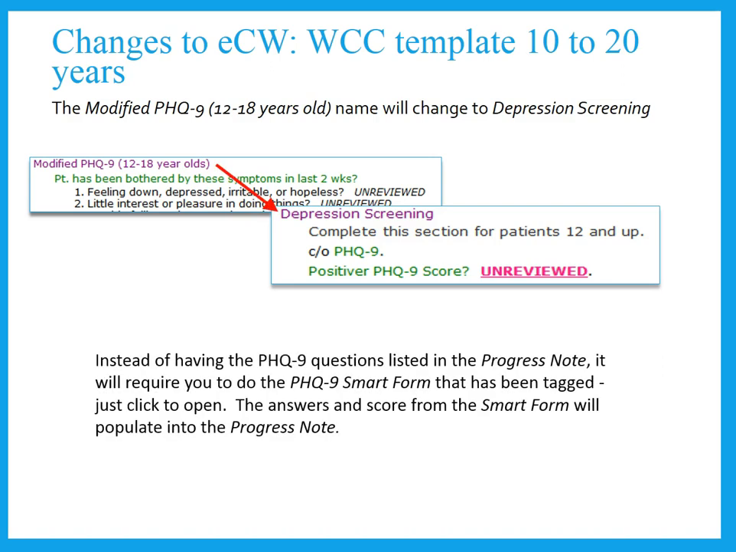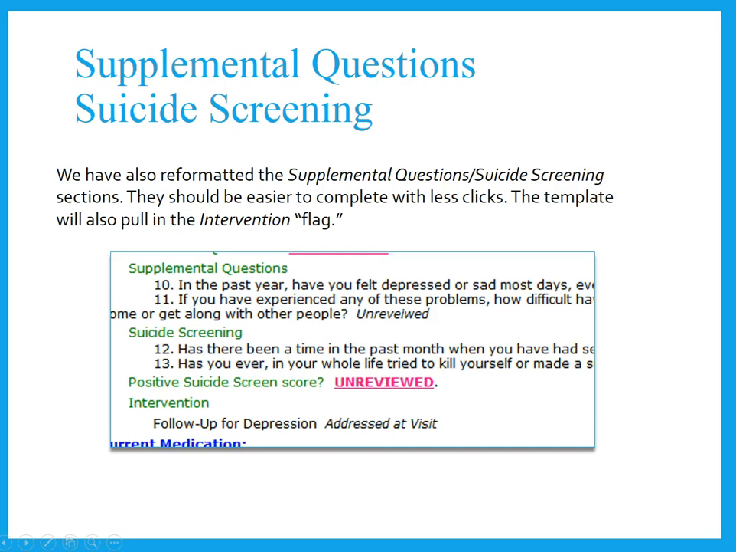Instead of having the PHQ questions listed in the progress note, it will require you to do the PHQ-9 SMART form that has been tagged. Just click to open. The answers and the score from the SMART form will populate into the progress note. We have also reformatted the supplemental questions and suicide screening section. They should be easier to complete with fewer clicks. The template will also pull in the intervention flag.